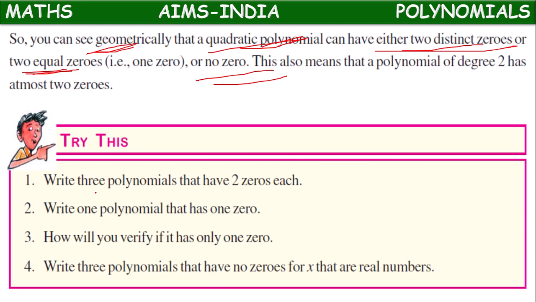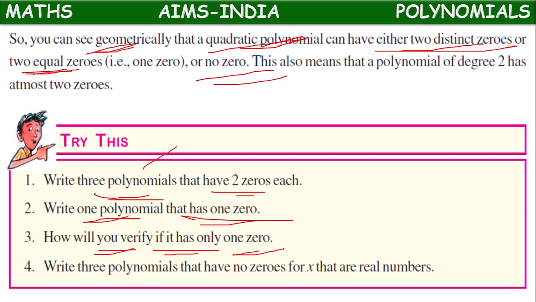Next, children, try this. Write three polynomials that have two zeros each. Write one polynomial that has only one zero. How will you verify if it has only one zero? The curve should touch the x-axis at only one point. Then we can tell that it has only one zero.